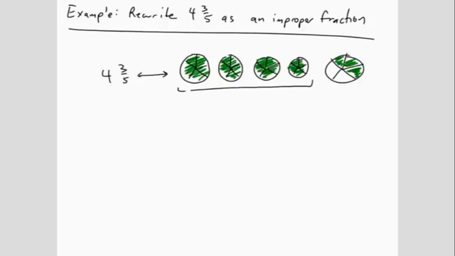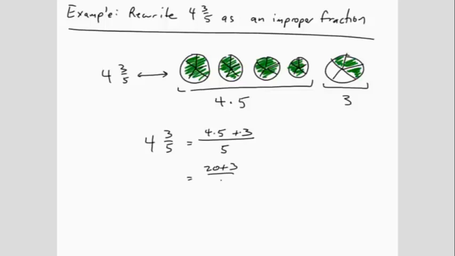Each whole turns into 5 wedges. Since we have 4 wholes, this means we get 4 times 5 wedges from that part. Plus, we have the remaining 3 wedges. We will now write out this calculation using fractions. 4 3/5 is equal to 4 times 5 plus 3/5, which is 20 plus 3/5, which is 23/5.